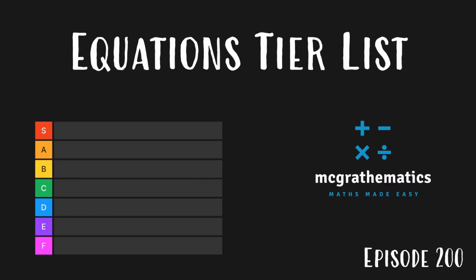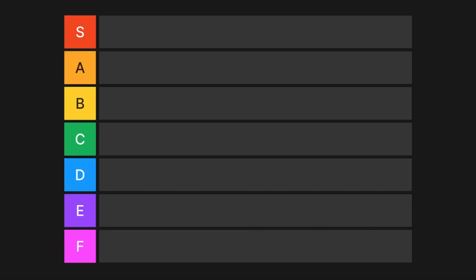Today for episode 200 and for Year 12's final week of school, we're going to hit pause on the study and we're going to have some fun instead. We're going to do an equations tier list video. Here's how this is going to work. I'm going to run through a few of the more commonly used equations across a variety of HSC courses and we're going to rank them into these tiers.